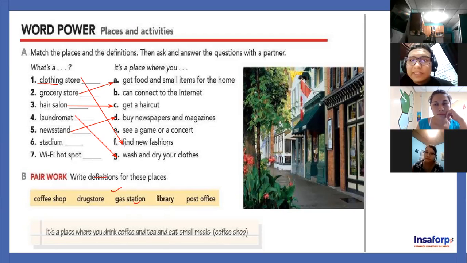Let me see. See a game or a concert. Yes, right. We can see it. Do you go to the stadium, Fernando? Yeah.